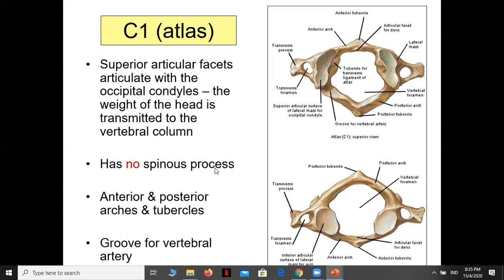And beside that, there is also the groove for the vertebral artery. If you see from this picture, you can see there is a groove for the vertebral artery, where the vertebral artery is passing on.